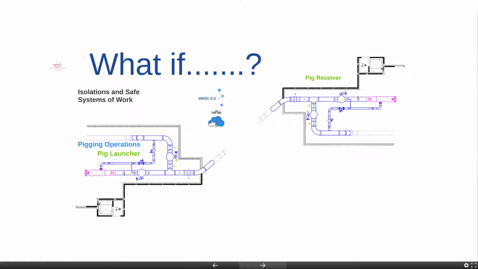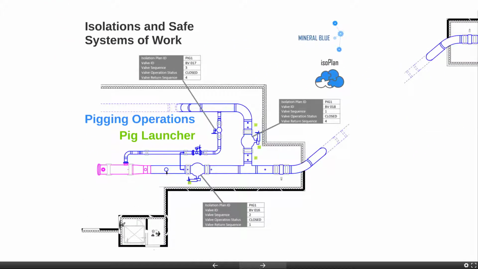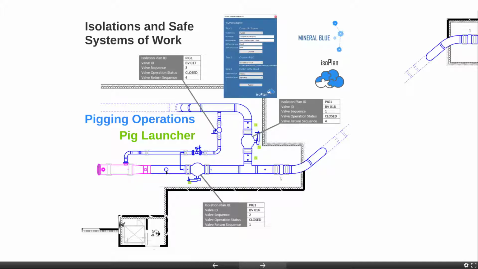What if you could create an isolation plan at the touch of a button, gathering data straight from your drawings? And what if that isolation plan could then influence the entire safe system of work, from isolations and permits through to competency verification, all automatically? Well, it can. IsoPlan adds just a few additional fields to a drawing. These fields identify things like the isolation name and the valve status. These fields then provide the instructions on what needs isolated and when.